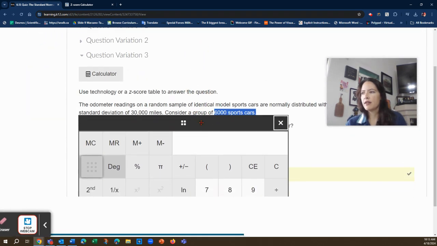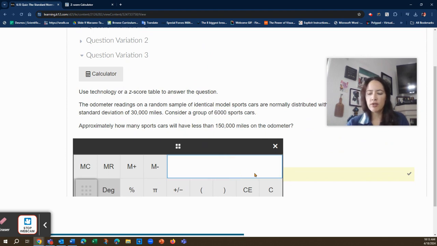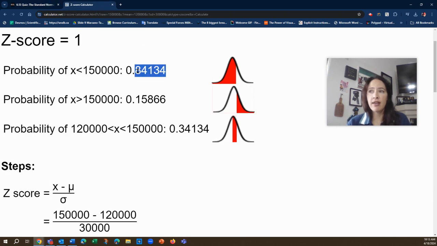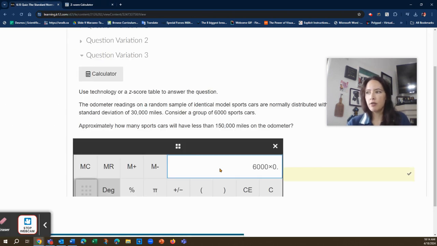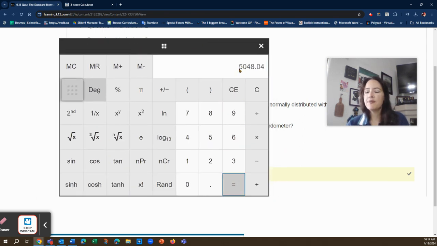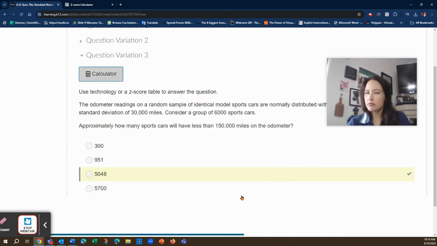Okay. Remember, it's 6,000 sports cars is what we're checking. So we're going to multiply that by the probability that we'll find that. So 0.84134. We're then going to hit equals. Ta-da! So we now know that because of that decimal, 5,048 cars of that group of 6,000 cars, that's how many cars we would expect, when we went in and checked them, to have 150,000 miles or less. Does that make sense?